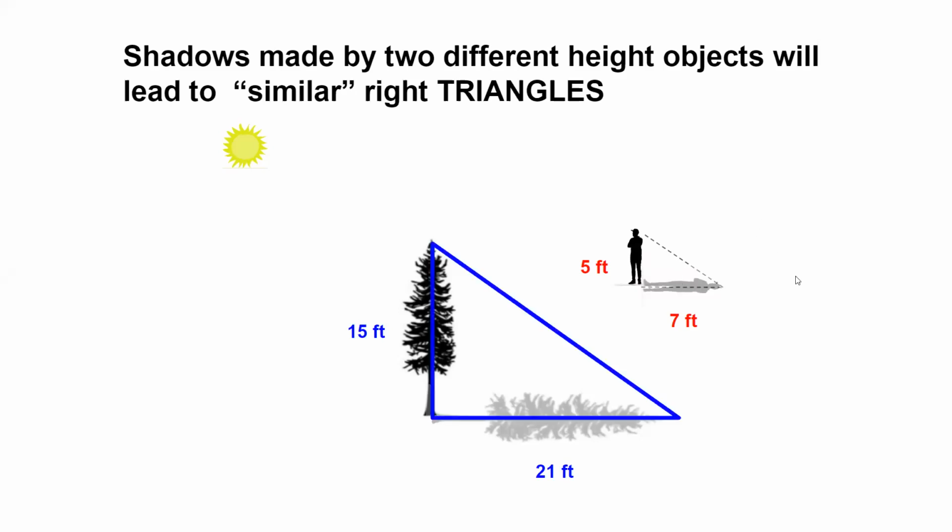What we want to think about is how that tree creates a right triangle. So the height of the tree is one leg of the triangle, the shadow is another, and the imaginary line between the tip of the tree and the end of the shadow creates our hypotenuse. Same thing with the person. And under these conditions, these triangles will be similar, which means they have a similar shape.